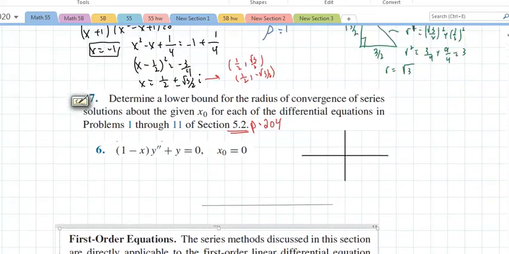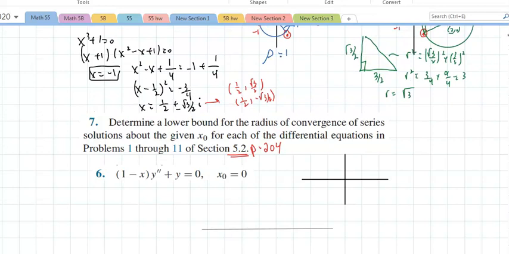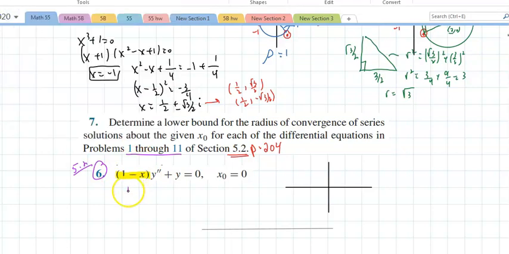And here's another problem. Problem number 7. And here it says go back to section 5.2, go through 1 through 11. I picked number 6. So this number 6 is from section 5.2. This is extra practice. And determine the lower bound, the same deal. I noticed that this is not a 1. So what I'm going to do, I'm going to make it a 1. I'm going to divide both sides by 1 over 1 minus x. So I know that 1 minus x equals 0.